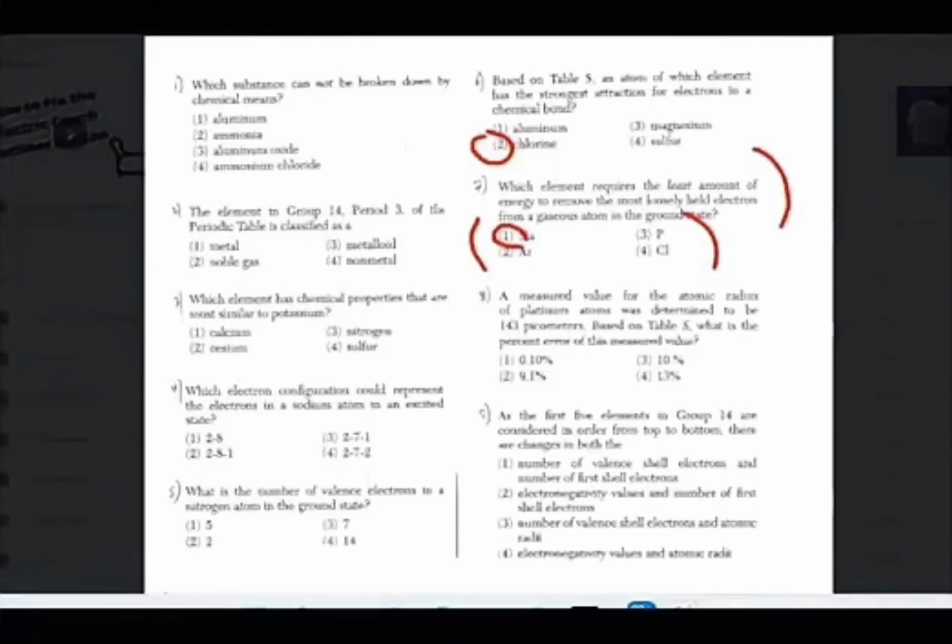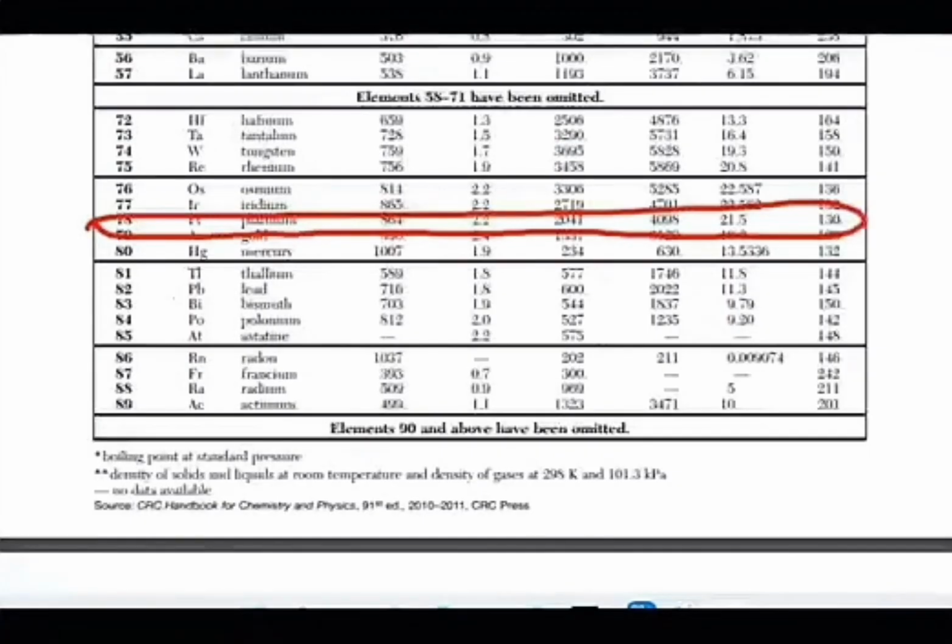Question 8, here we're dealing with a measured value for the atomic radius of platinum atoms, determined to be 143 picometers. Based on table S, what is the percent error of this measured value? Well, we need reference table T for the percent error calculation, and we need the actual value for the atomic radius on table S. Let's do that first. All right, so here we are, reference table S. We had to go all the way down to find platinum. 130 is the atomic radius.